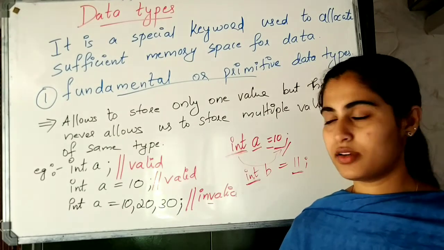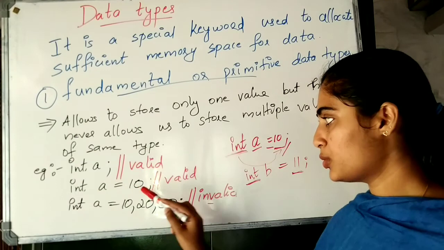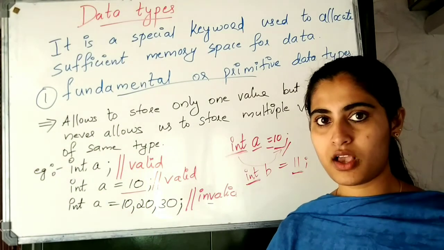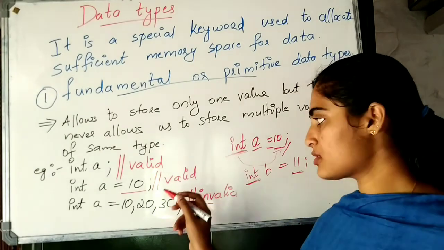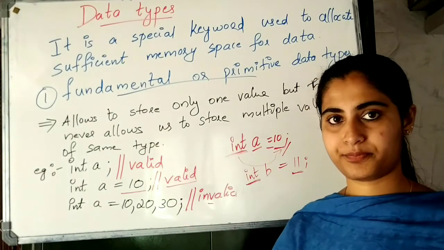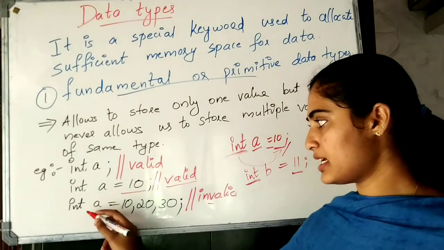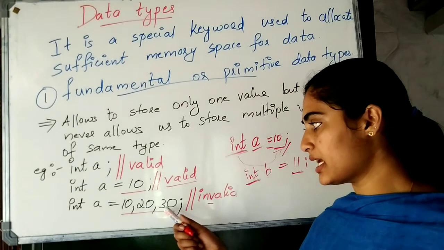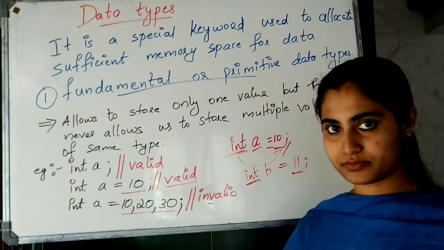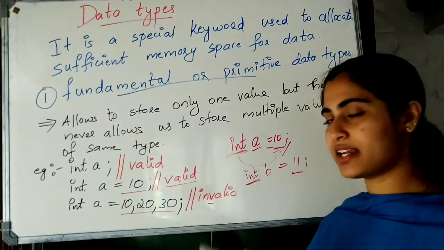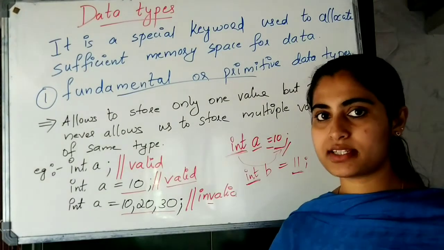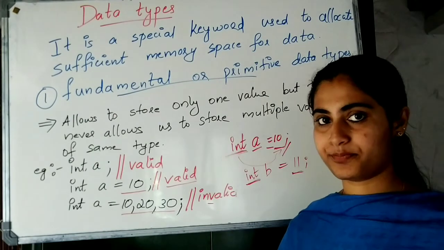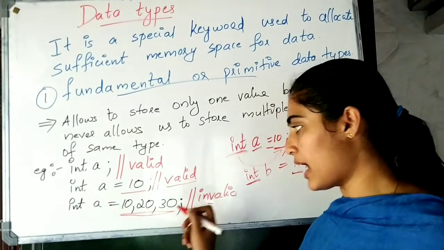For example, int a equal to 10. Here we are storing only one value, that is 10, so this is a valid statement. Look at another statement, int a equal to 10, 20, 30. Here we are storing three numbers at the same time. This is an invalid statement because in fundamental or primitive data type we can store only one value at a time. Here we are storing three values.